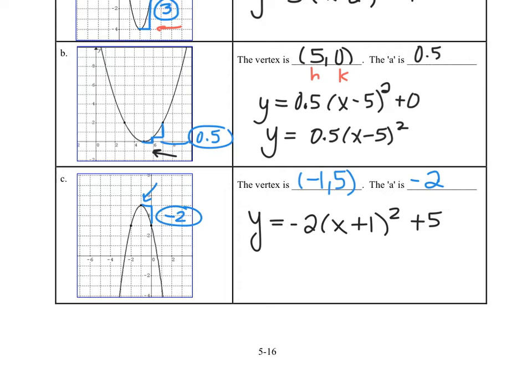Okay, so your vertex was at negative 1, 5. And the a value should have been negative 2 because it's opening down. And that first step is going down 2 units. So y equals negative 2 times (x plus 1) squared plus 5. Be careful inside the bracket here. You're always flipping the sign of the x coordinate because it's technically x minus negative 1, which turns it into that positive value.